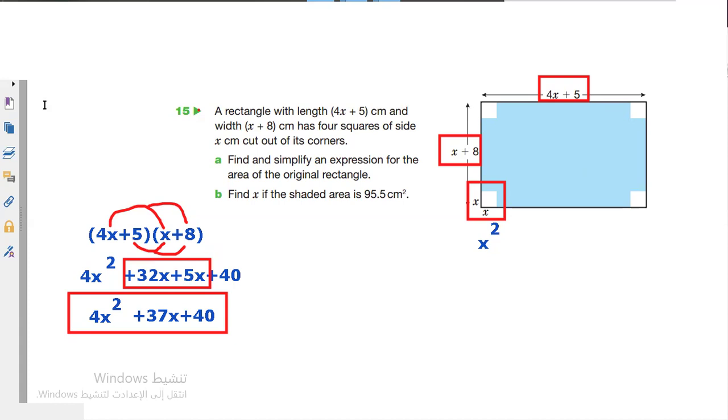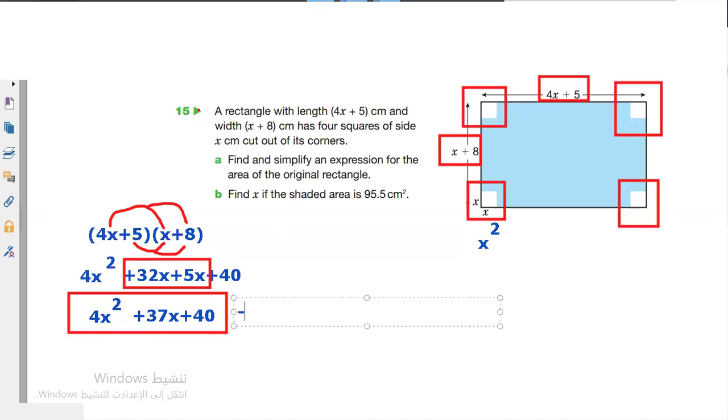So these are going to be 4x power of 2, which is the cut off area, the part that is removed. So we subtract 4x power of 2 from the area of the whole rectangle. We say minus 4x power of 2 because we want the area of the shaded part. Okay. When we subtract it from the expression here, we notice that this 4x power of 2 cancels with 4x power of 2, because one of them is positive and the other one is negative. Now this is the area of the shaded part, which is 37x plus 40.